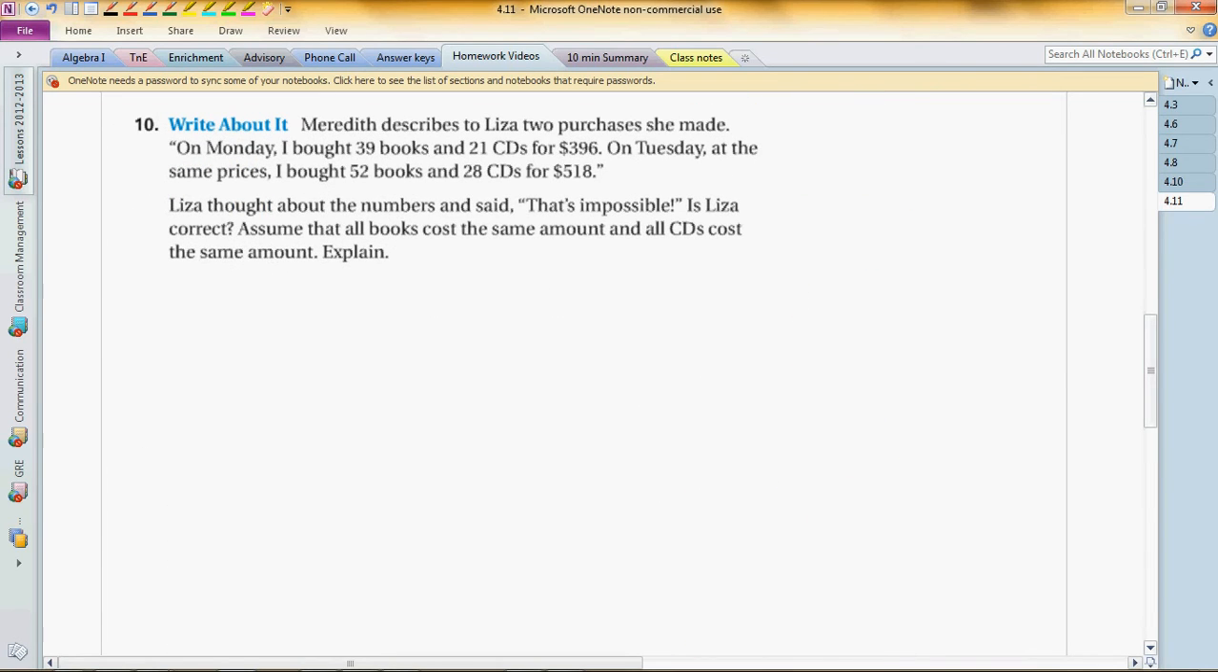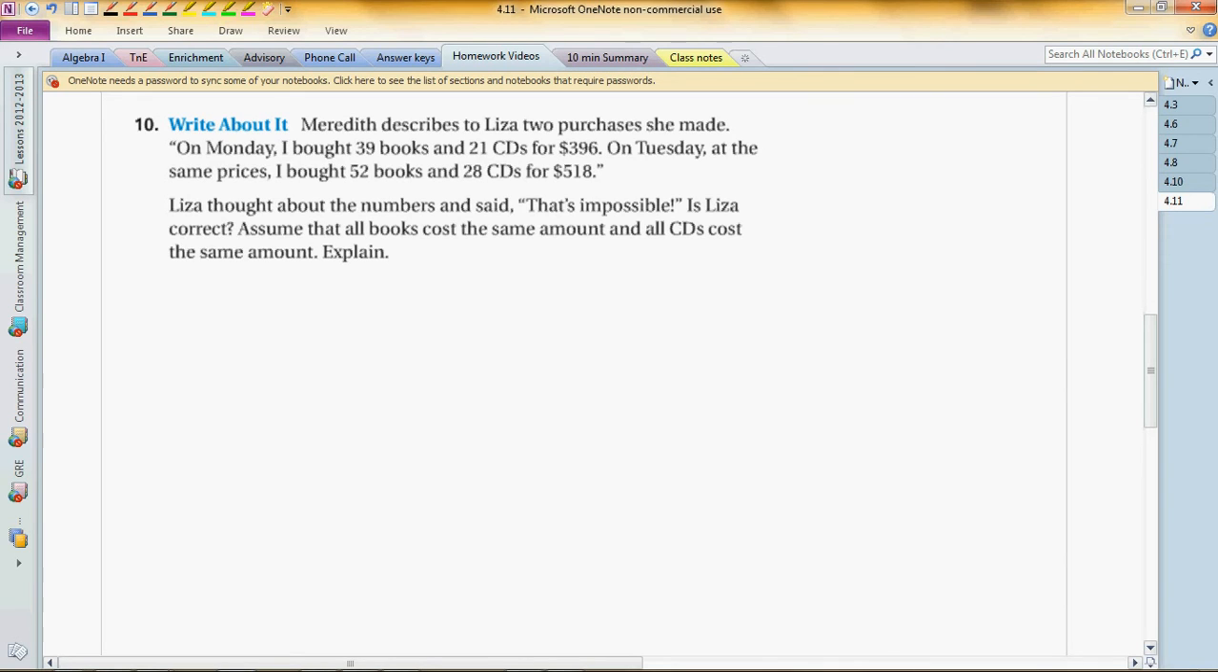Problem number 10. Write about it. Meredith describes to Lisa 2 purchases she made. On Monday, she bought 39 books and 21 CDs for $396. On Tuesday, at the same price, she bought 52 books and 28 CDs for $51. Lisa thought about the numbers and said, that's impossible. Is Lisa correct? Assume that all books cost the same amount and all CDs cost the same amount, and explain.